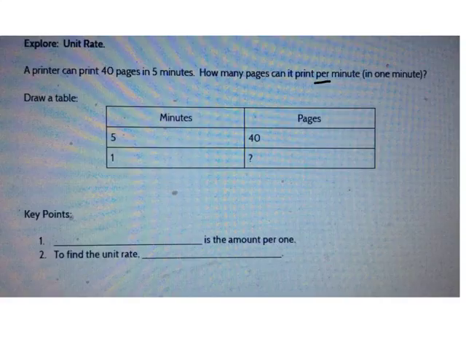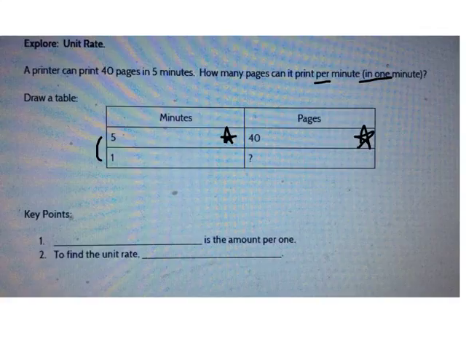Underline the word per on your paper. Per means in one or for every one. So we want to find how many pages the printer can print in 1 minute. You can see I've started a table for you. We already know that the printer can print 40 pages in 5 minutes. We need to find how many pages the printer can print in 1 minute.